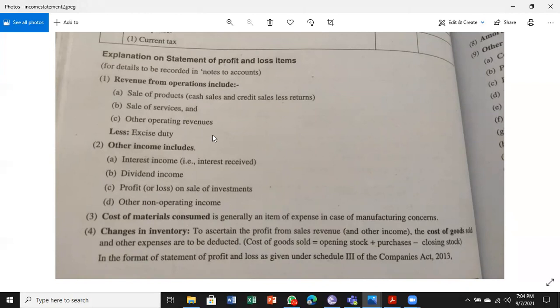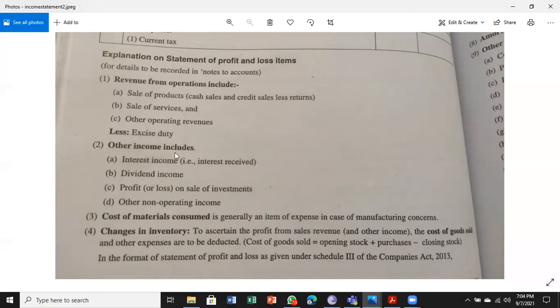Less excise duty. Excise duty is a tax paid by the company for manufacturing the goods. For every unit produced in the factory, the company is supposed to pay a particular percentage of excise duty. So that is a cost incurred by the company. So sales minus excise duty will be revenue from operations, the first heading.